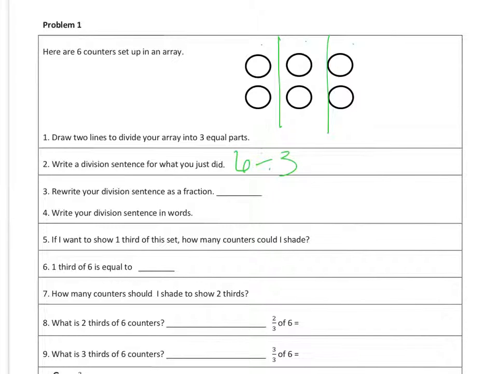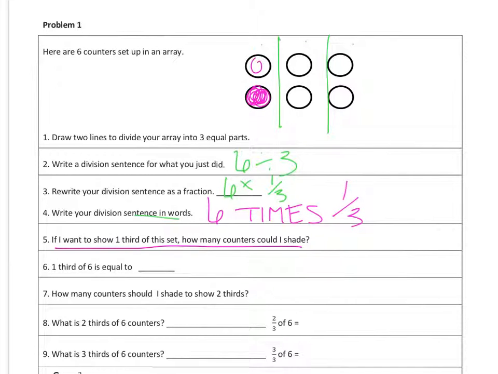Now we can rewrite this as a fraction. 6 times 1/3. So 6 times 1/3 is the same as 6 divided by 3. So let's write it in words. If I want to show 1/3 of this set, how many counters could I shade? We'll shade in the thirds since we have it divided into 3 parts, and that's 2. So 1/3 of 6 is equal to 2.